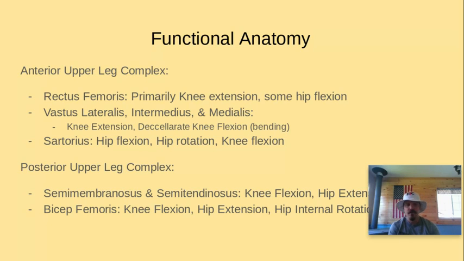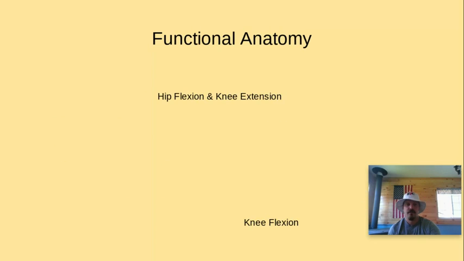All right. And then we've got our sartorius on top. That's the muscle that wraps over the whole top of the quad that does hip flexion, hip external rotation, and some knee flexion. It's got a weird set of muscle attachments, but just realize that one's the only one that's slightly different. So then our posterior upper leg complex, our hamstring muscle group. You've got your semimembranosus, semitendinosus, and biceps femoris. And they all pretty much do the same thing. They do your knee flexion, your hip extension, and some internal rotation. We've got some actions there.